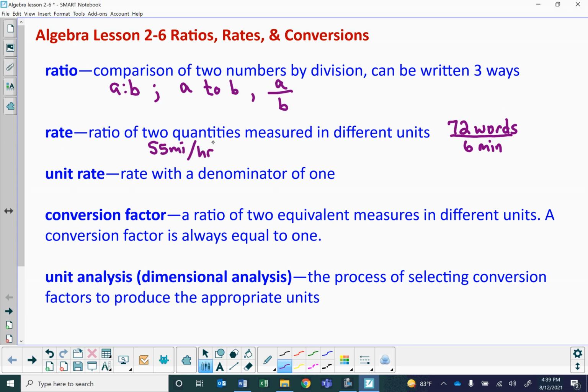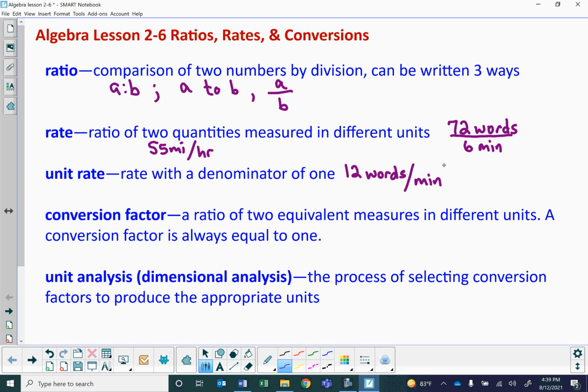A unit rate is a rate with a denominator of 1. So 55 miles per hour would be a unit rate as well as being a rate, because it's per one thing, 1 hour. If I took my 72 words and divided them by 6, I would know that I type 12 words per minute, which is not fast. I happen to type over 90 words per minute. So 12 words per minute is a unit rate because it's per one unit: 1 minute, 1 hour, 1 week, 1 shirt, whatever.